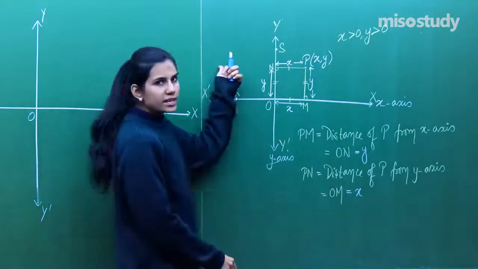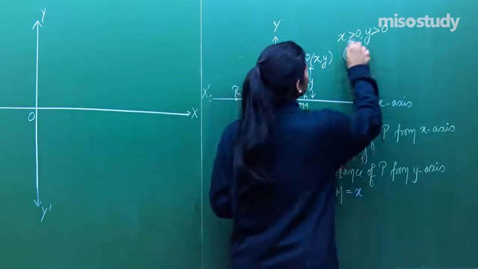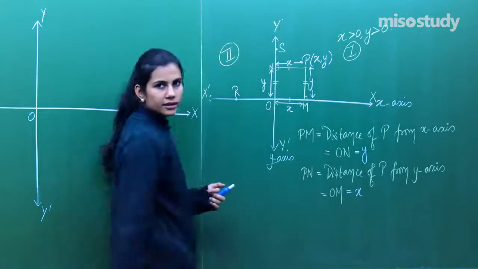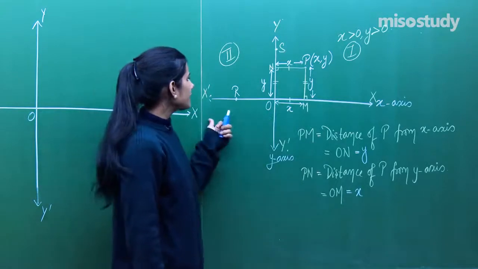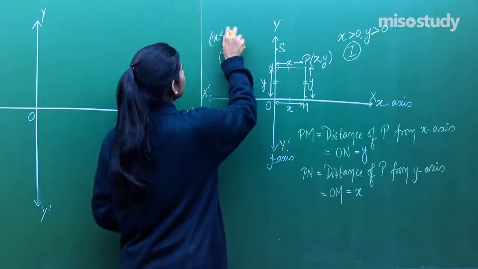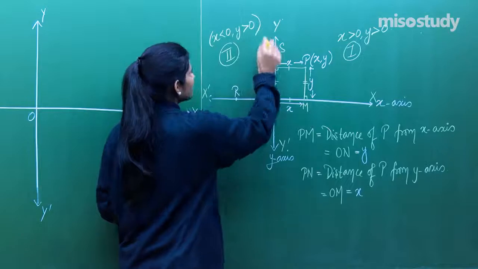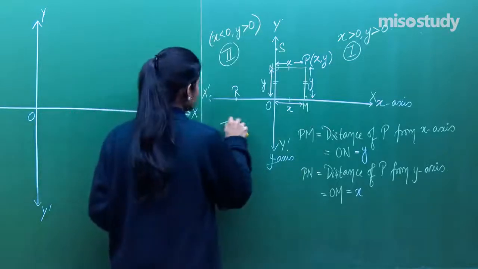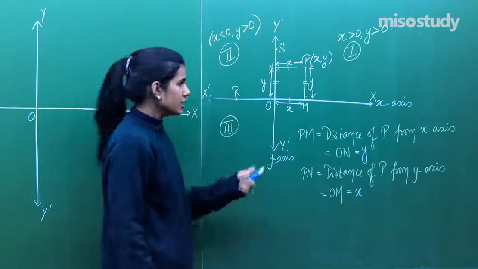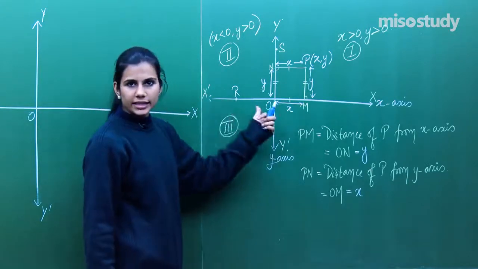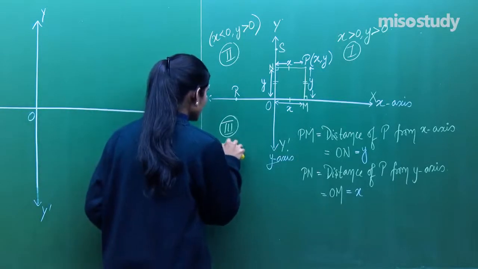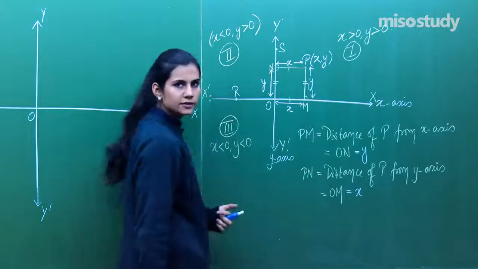If the point is lying somewhere in the second quadrant, that is X dash OY. The x coordinate is going to come from negative x-axis, y coordinate is going to come from positive y-axis. So its x coordinate will be negative, y coordinate will be positive. If the point is lying in the third quadrant, that means it's lying in X dash OY dash. So x coordinate will be coming from OX dash, negative x-axis, and y coordinate from OY dash, negative y-axis. So x is negative and the y coordinate is also negative.